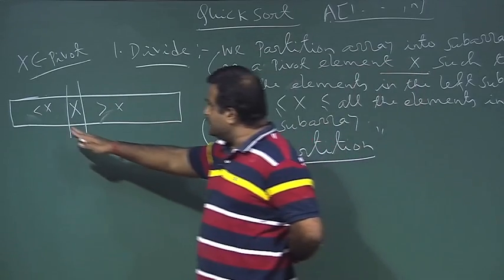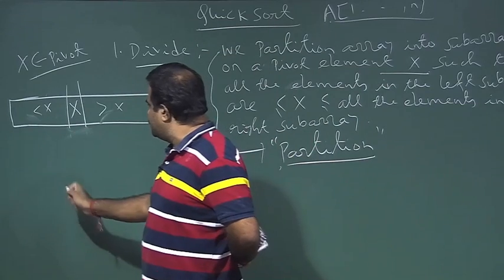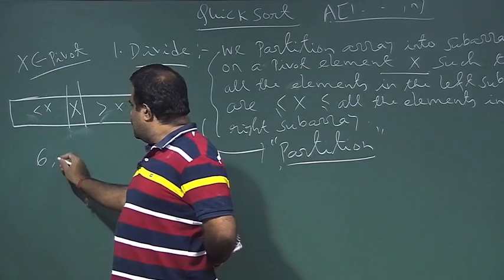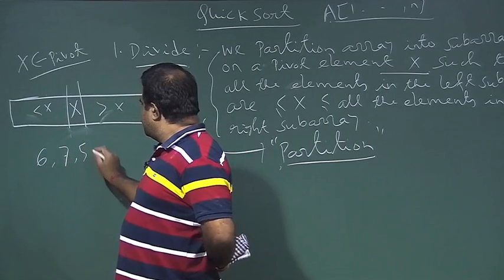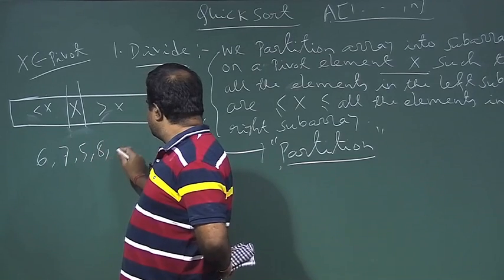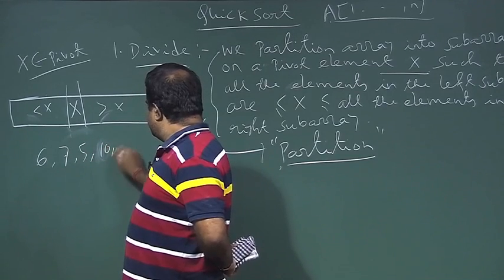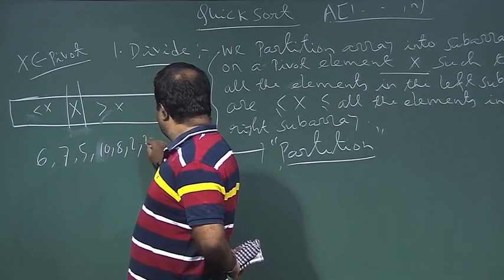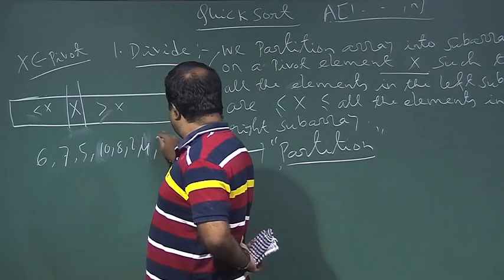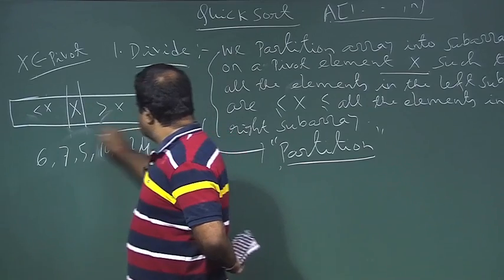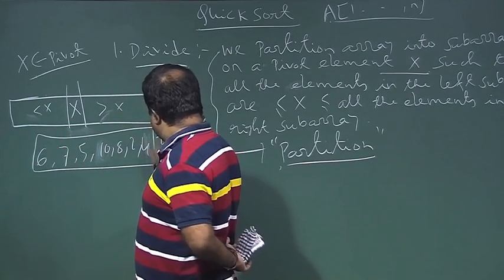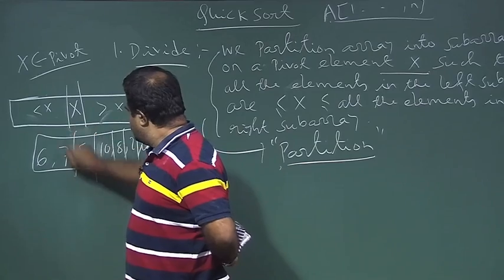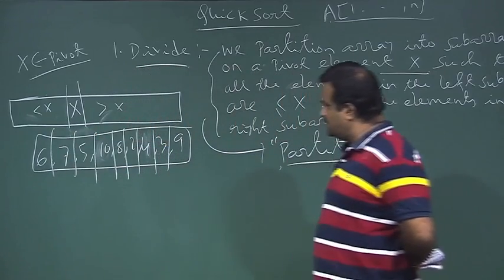They need not be sorted. Suppose, for example, we have an array like this: 6, 7, 5, 8, 10, 8, 2, 4, 3, 9. Suppose this is our given array, this is the input.